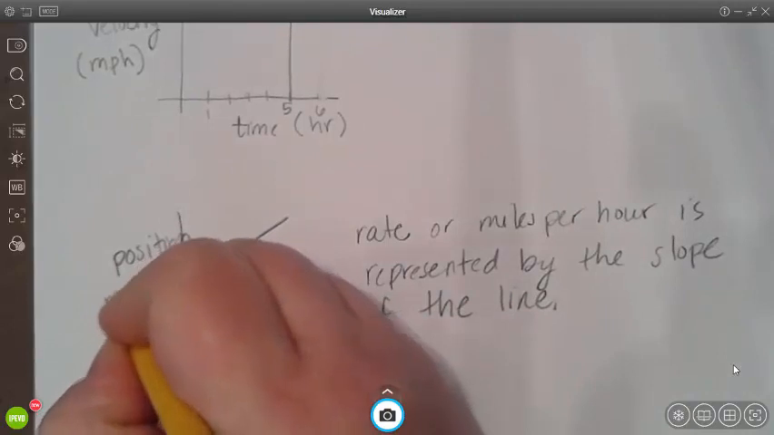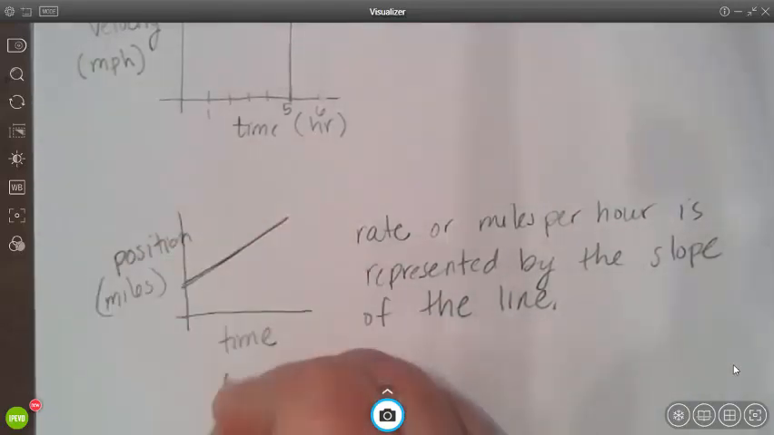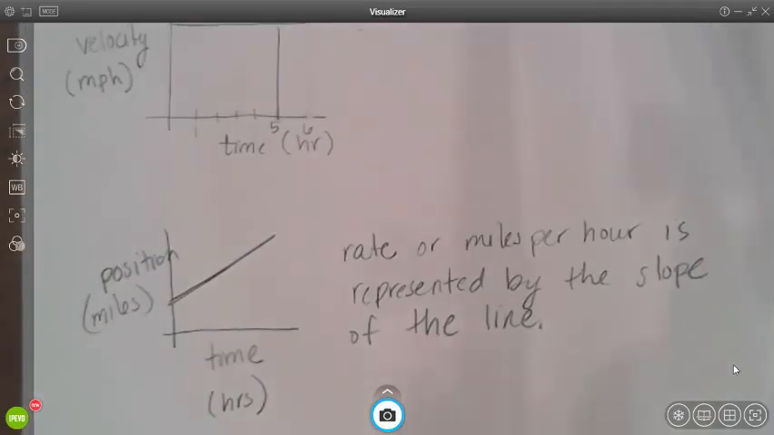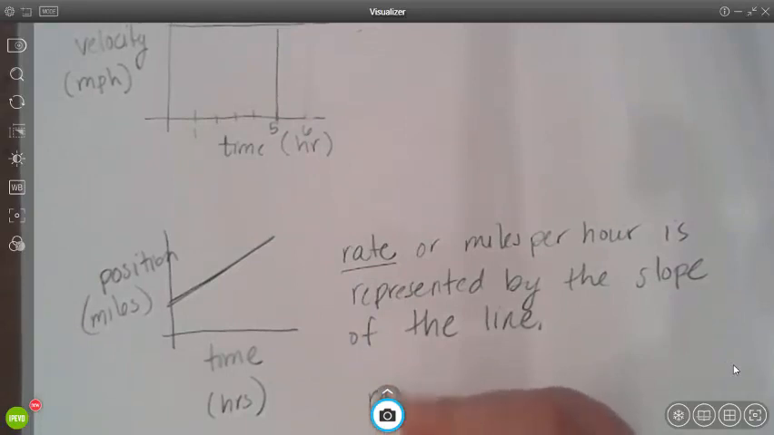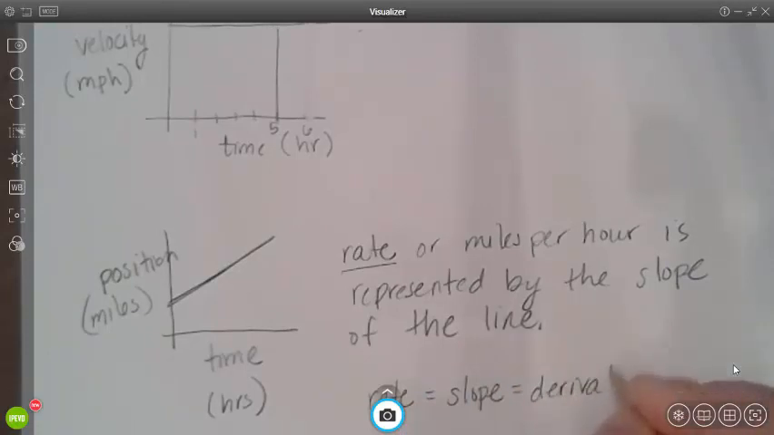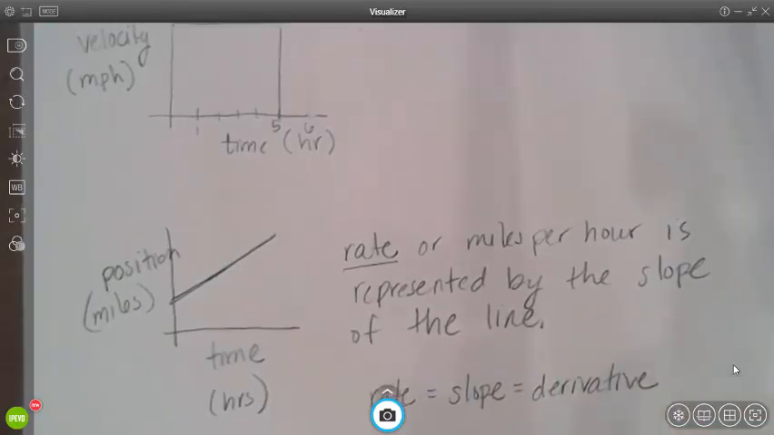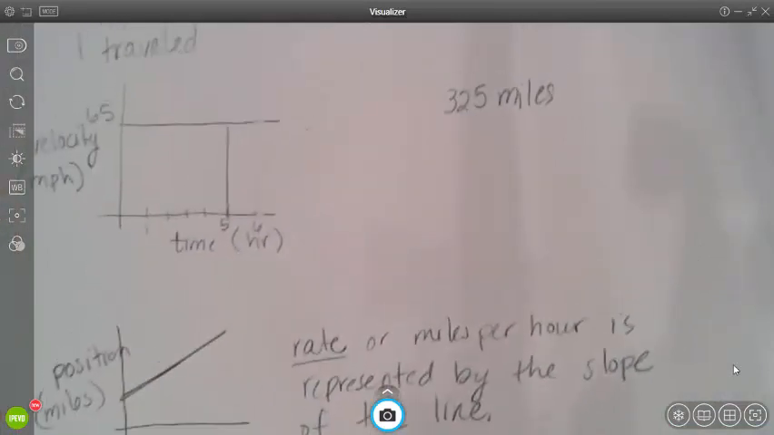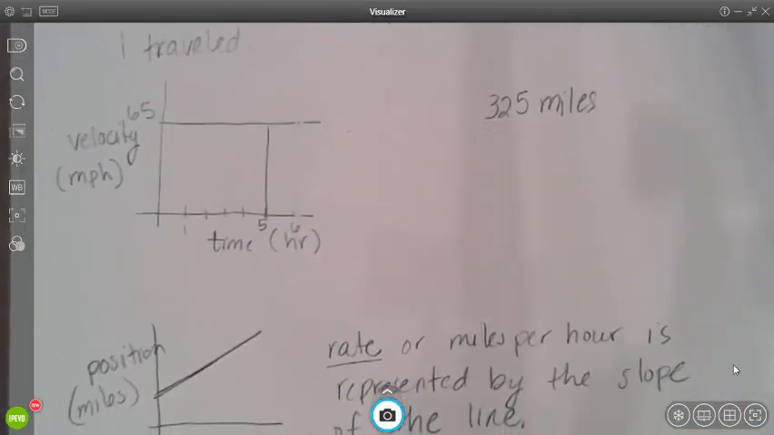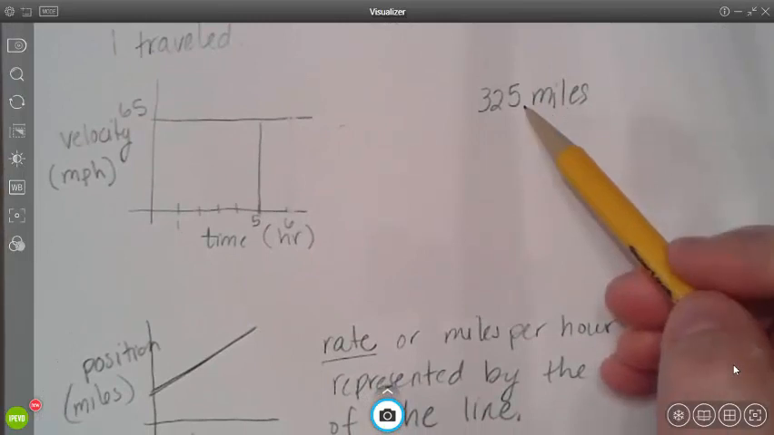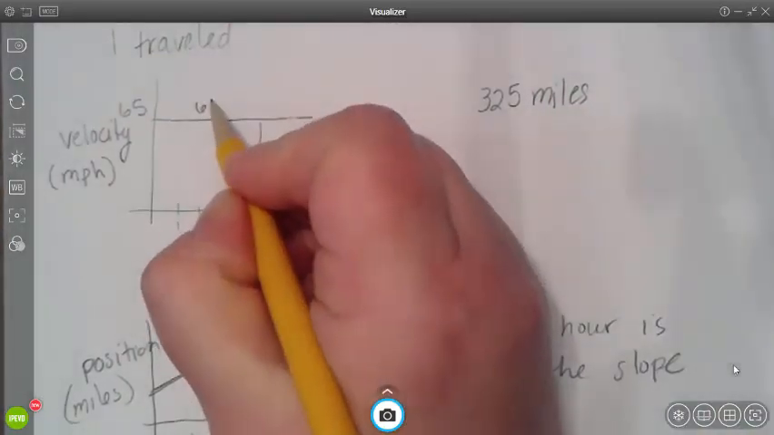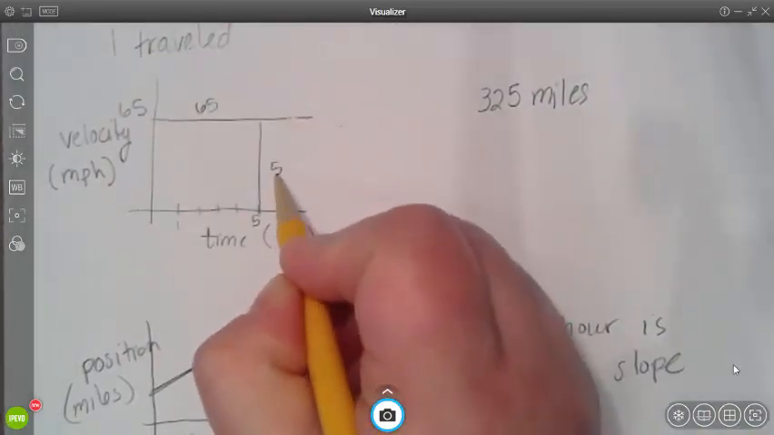Okay, if we call this miles and we call this hours. All right, that was my rate, which is obviously a really important word in calculus, right? The rate is a slope, which is a derivative. Okay, very important calculus concept. So this is the other really important calculus concept. All right, when we're looking at this, is 325. This is 65. This distance is 5.